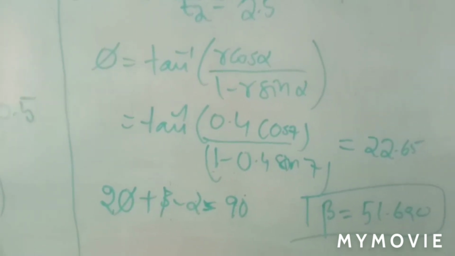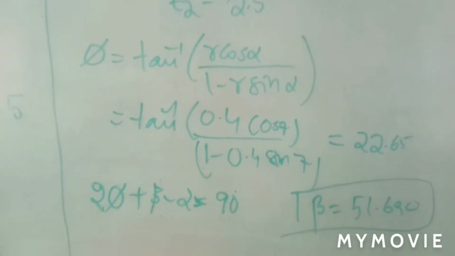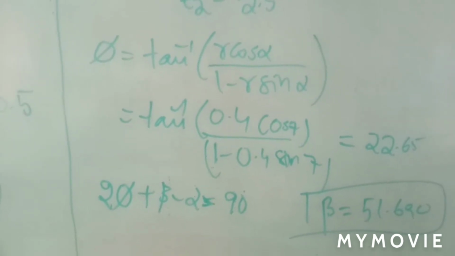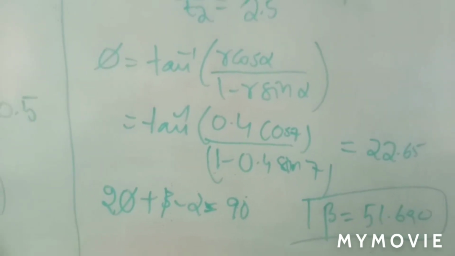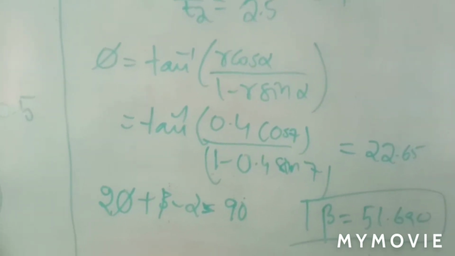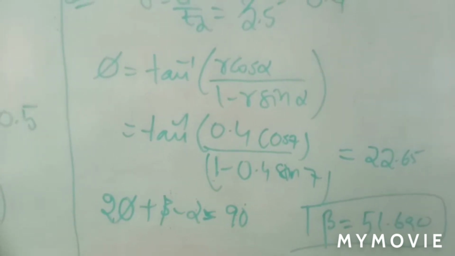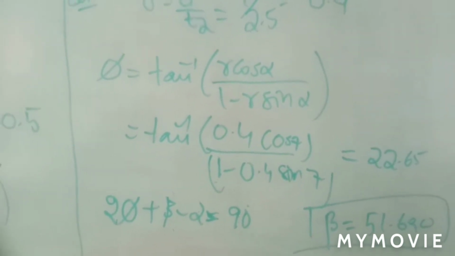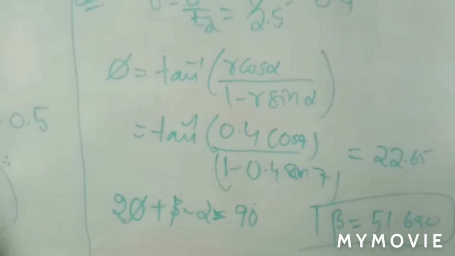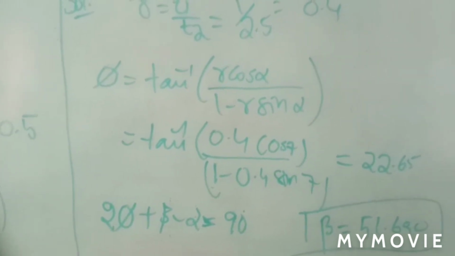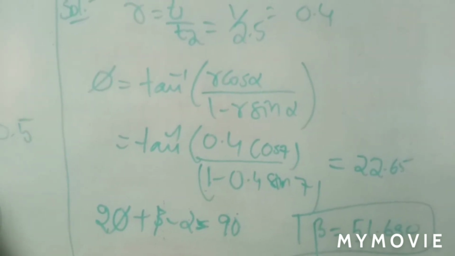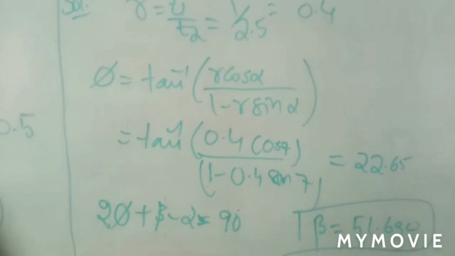Now in the second step, it is very very important for you: identify the terminology in your Merchant's theory. That is, what is phi, what is beta, and what is alpha. Is there any value mentioned in your given data? Okay, fine. Now phi is the shear angle. Shear angle is required to be determined. Okay, leave it. Now what about beta? Beta is the friction angle. Friction angle is also supposed to be determined in the given relation. Now alpha is the rake angle. Okay, very good. Alpha value is given. Alpha is equal to 7 degrees. Rake angle is given as 7 degrees.